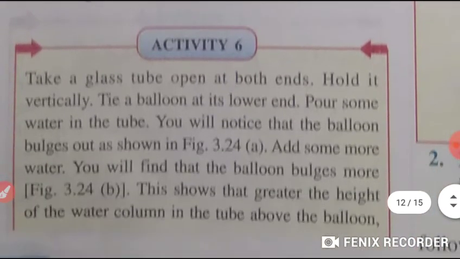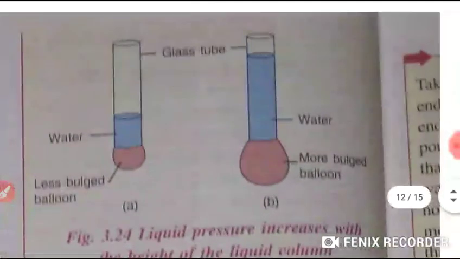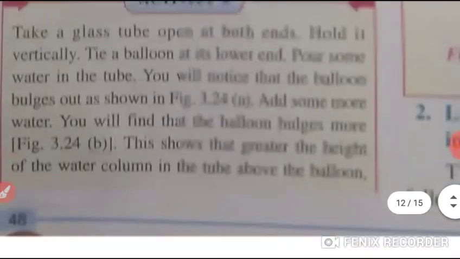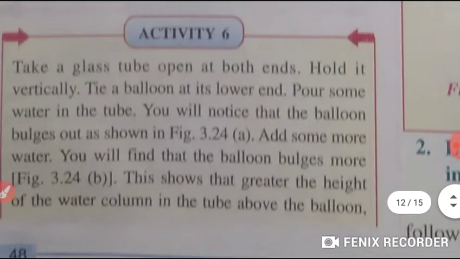For this, we demonstrate the following activity. Students, take a glass tube, open at both ends. You have to hold it vertically, and you have to tie a balloon at its lower end, and you have to pour some water in that tube like this. I will show you in the diagram, students, like this. Now, what you have to do? You have to add some more.